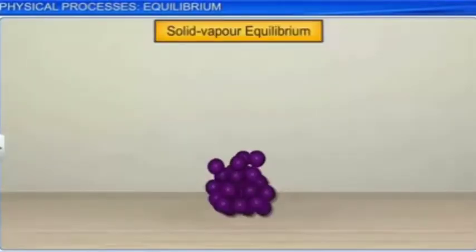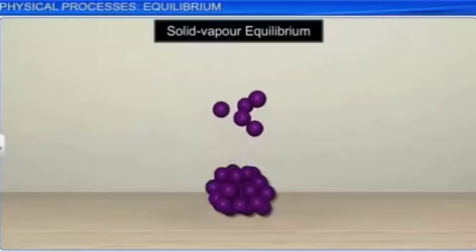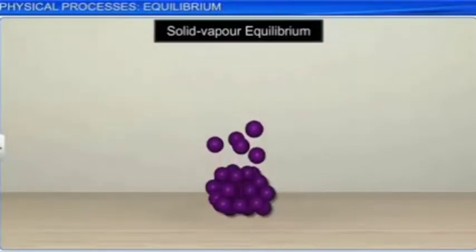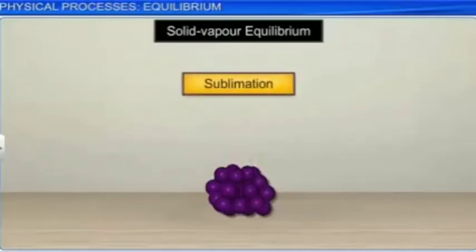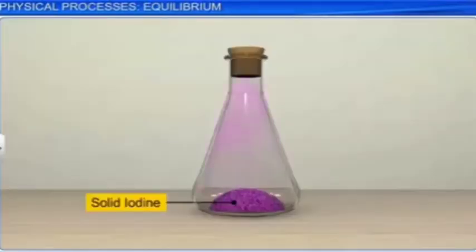Another example of physical equilibrium is solid-vapor equilibrium. Some substances in the solid state are directly converted into their gaseous form. This is known as sublimation. For example, solid iodine is taken in a conical flask closed with a cork. You can see the vessel will be filled slowly with violet vapors.